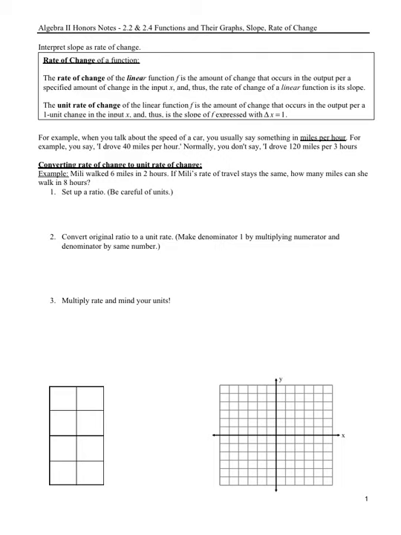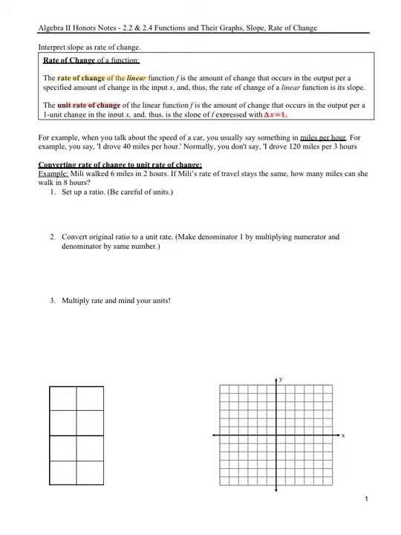So let's go ahead and recall what rate of change is. Rate of change for a linear function is just the slope of the graph of the line. The unit rate of change of a linear function is the amount of change that occurs in the output per unit change of the input. So when our change of x is equal to 1.